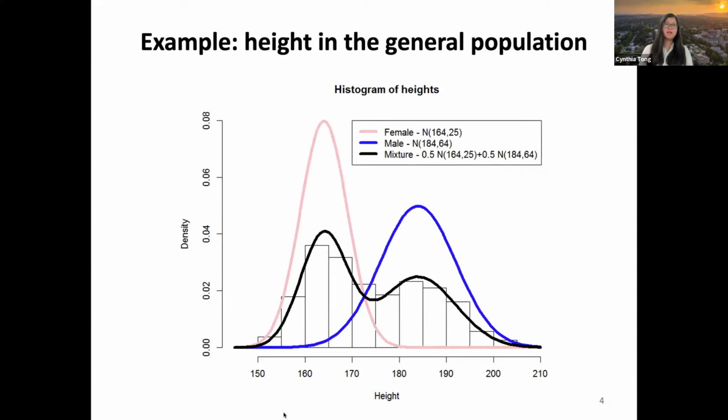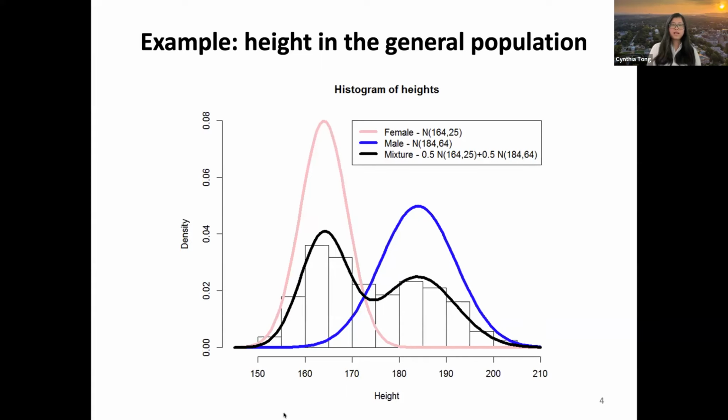And in fact, if we know the composition of the population, we know that half of the population are females and half are males, and the females' average height is 164 centimeters, and the average height of males in that population is 184 centimeters. With those distributions mixed together, we have a mixture of distributions. So this black curve is the density curve for the mixture distribution, and we see that the mixture density curve fits the data very well.